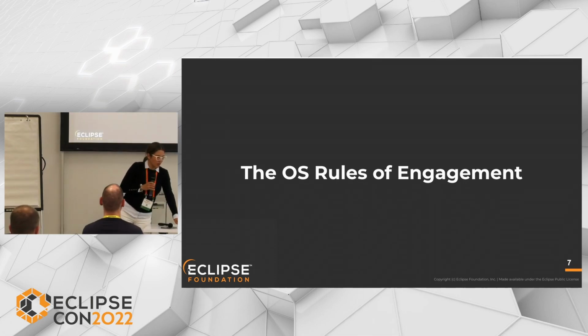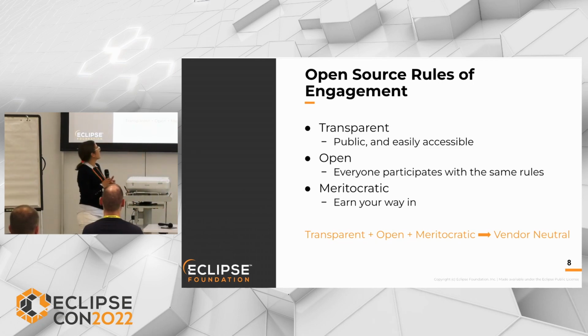So why is it so important that the EDP is based on the open source rules of engagement? These three rules, transparency, openness, and meritocracy, are the ones that will guarantee that we'll offer some vendor neutrality for you to bring your project to the Eclipse Foundation.